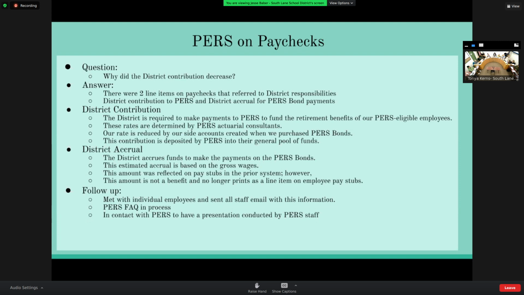What we did with follow-up is we have met with individual employees, and we did send an all-staff email with this information, actually more information than this. This is a summary. On February 22nd, I believe this information was sent. We're also in the process of putting together a PERS FAQ that will be posted on our website. We also met with PERS earlier this month, and we are setting up a time for PERS to come out and do a presentation to all of our staff, where they can ask questions and have a better understanding of how the PERS system works.